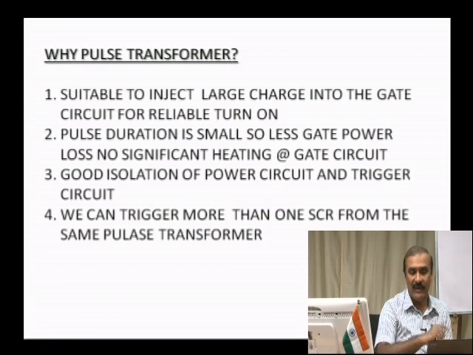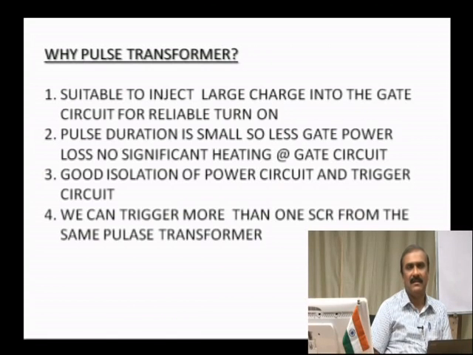The pulse duration is small, so there is less gate power loss. Gate power loss, see if you refer to R firing and RC firing, the gate power VGP plays an important role, which can damage your SCR also. Since the pulse duration is very small, the gate power loss is also less. So, no significant heating at the gate circuit. When the current is less, definitely your gate will not get more heat. So, the heating requirement is reduced.